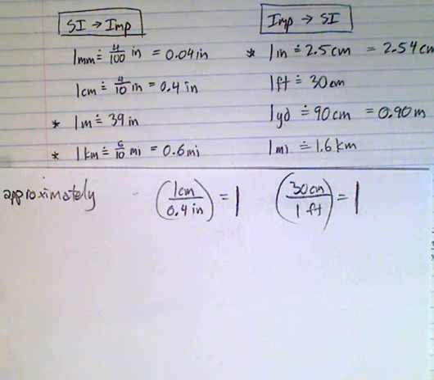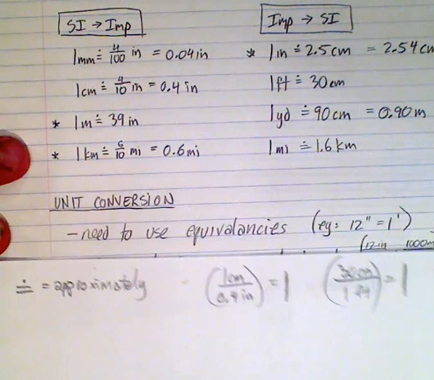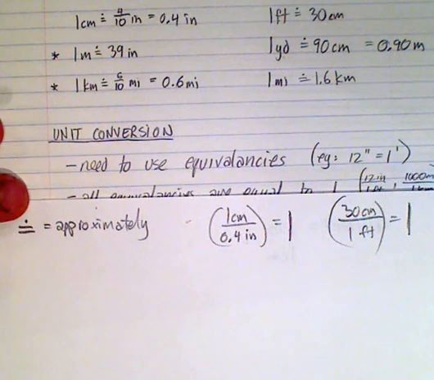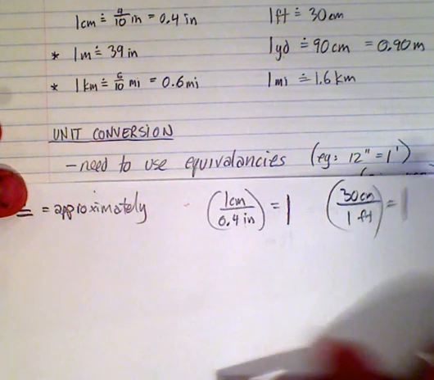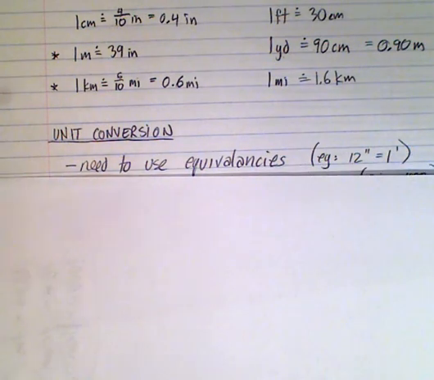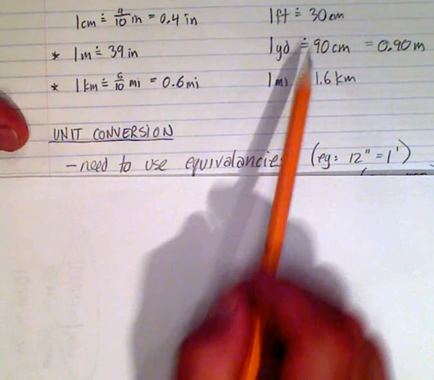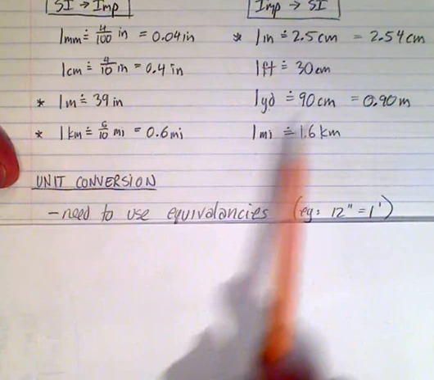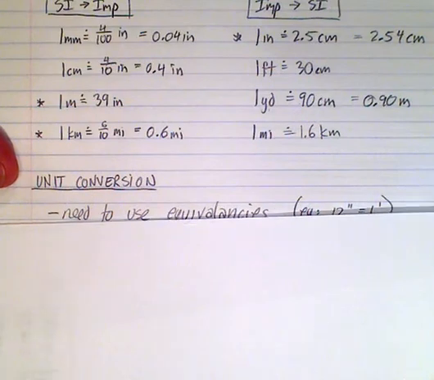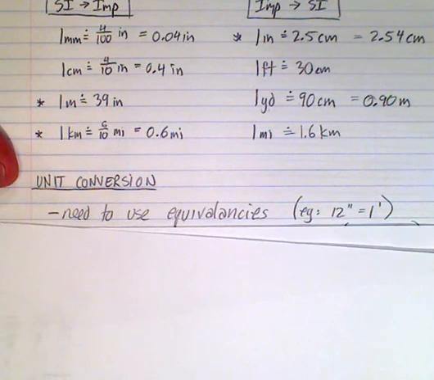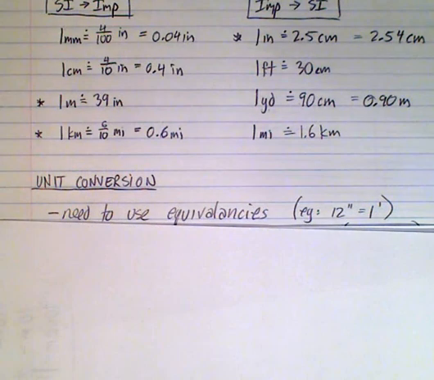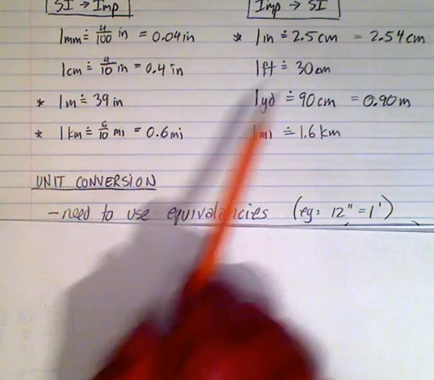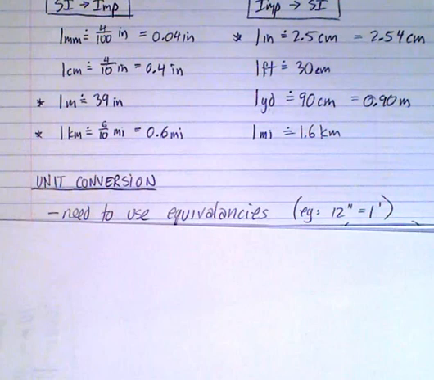So they're 1, okay? Now, unit conversions. This is what we're talking about. You need to use these equivalencies. For example, 12 inches is equal to 1 foot, or any of these up here, okay, if you're converting from one to the other. So I'm probably going to give you a list of conversions that I'd like you to use. These are very useful. I will give you metric ones as well.